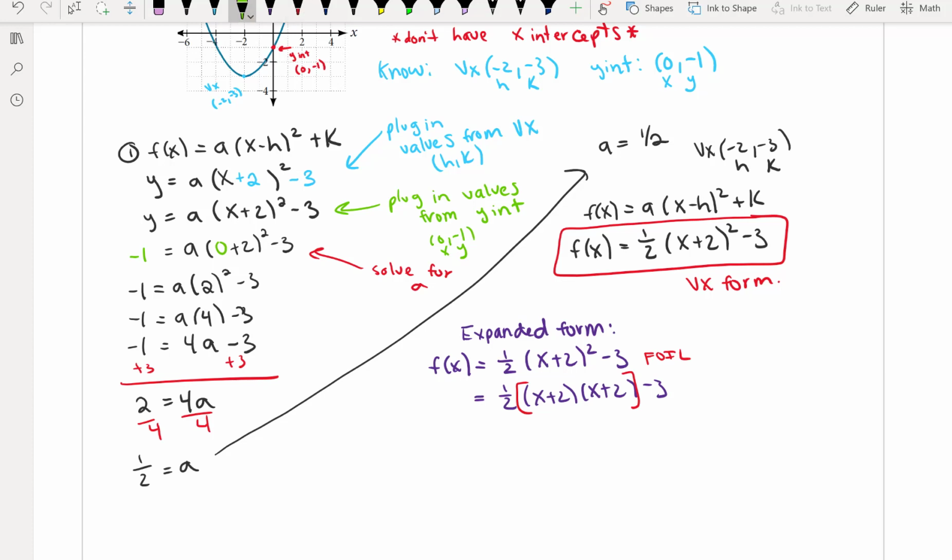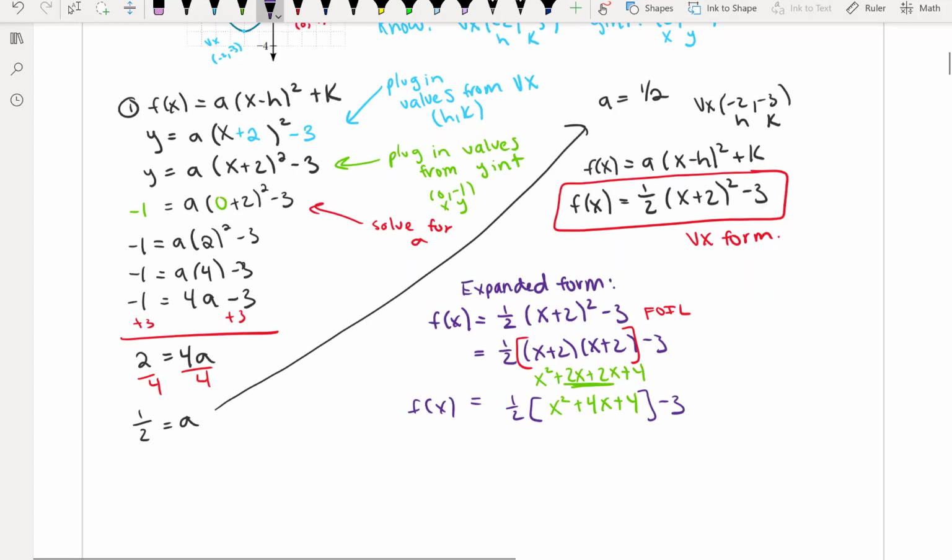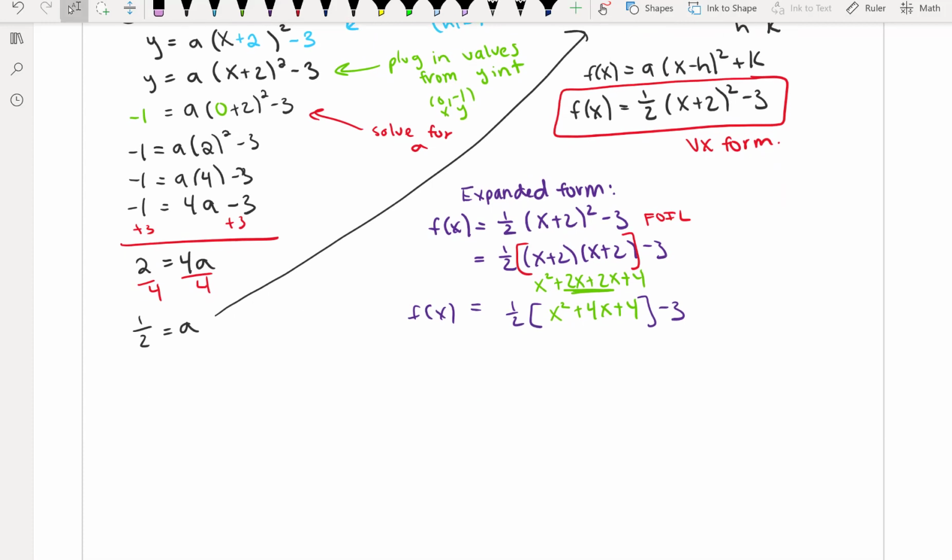So when I FOIL that out, I'm going to have x squared plus 2x plus 2x plus 4. But if I combine those two x terms together, then I'll have x squared plus 4x plus 4. So I still have the 1/2 out in front and the minus 3 for my f of x. Now I'm going to distribute that 1/2 into everything. So 1/2 x squared plus, now 1/2 times that 4x, or half of 4, is 2x.